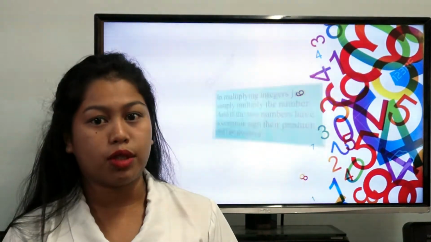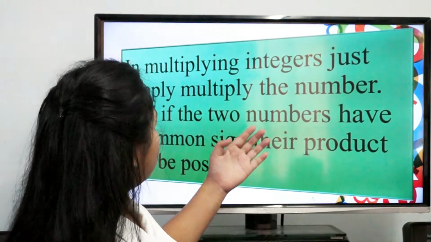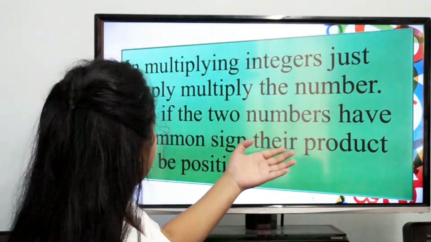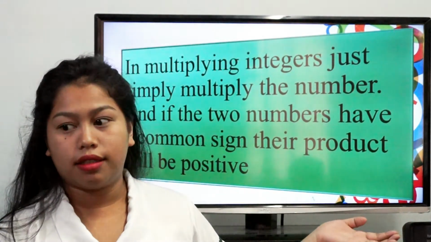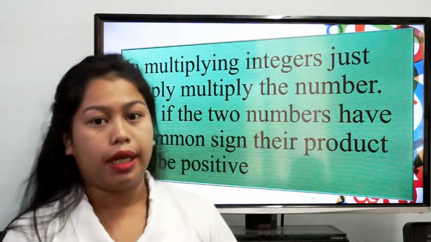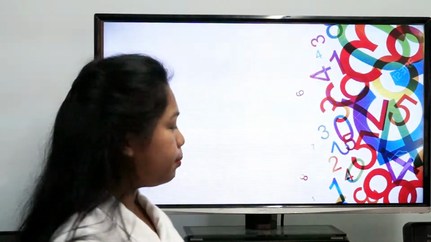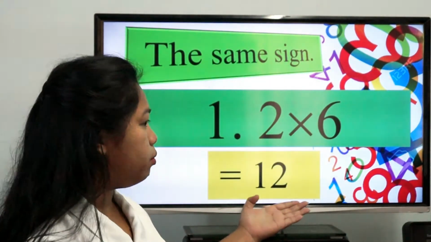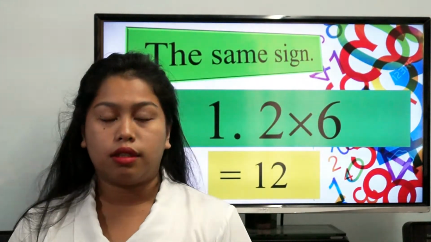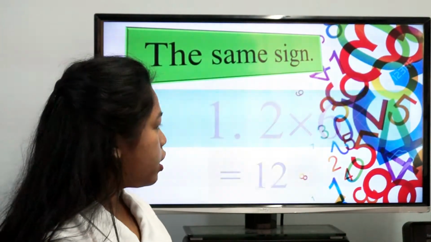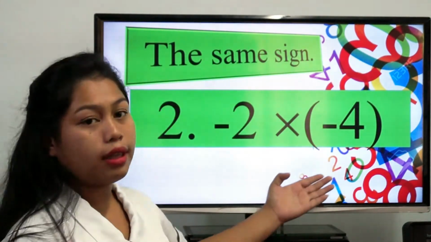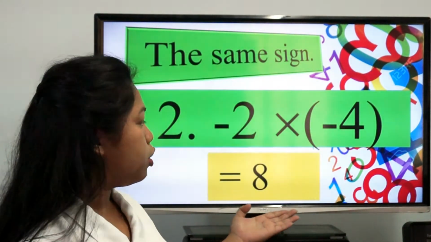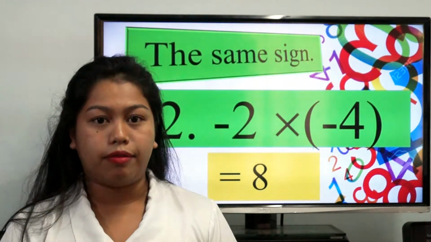The third operation is multiplication of integers. In multiplying integers with the same sign, just multiply and if the sign is the same, then the product will be positive. Example: 2 times 6 is equal to 12, since they have both signs. Another example is negative 2 times negative 4 is equal to positive 8, since they have both signs.